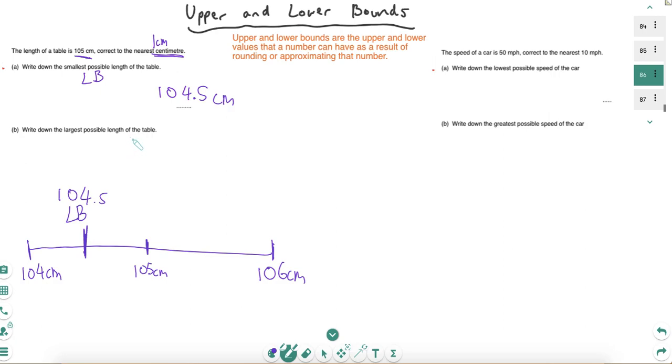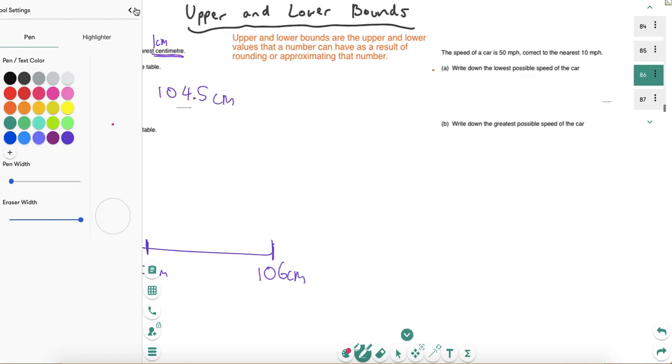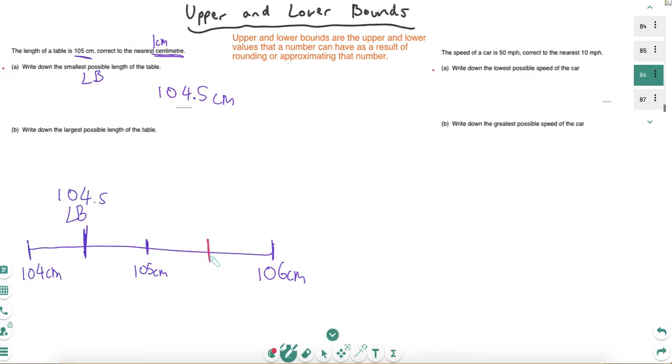Write down the largest possible length of the table. Well, the upper bound is the midpoint between 105 and 106, which is going to be 105.5. Our table, the most it can be is 105.5 centimeters. Let's look at the next question.